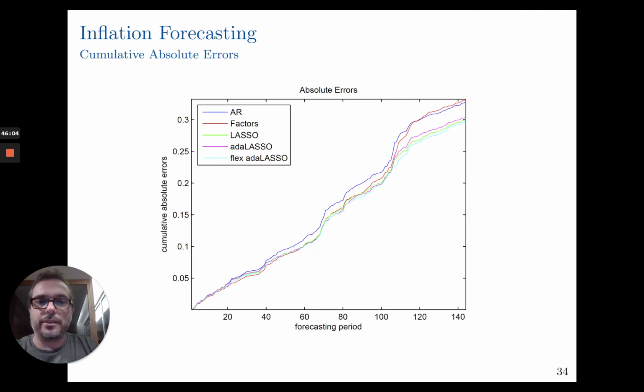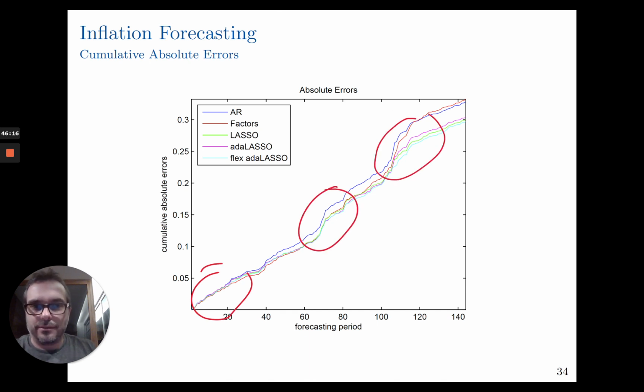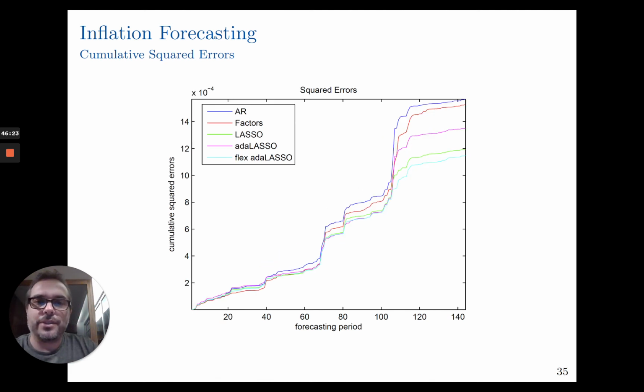And let me skip this, but this is just the absolute errors of the model over the forecasting period. You see that they start close to each other, but then there are some points where the adaptive lasso detaches from the other models. This is for absolute errors, this is for the squared errors. Okay?